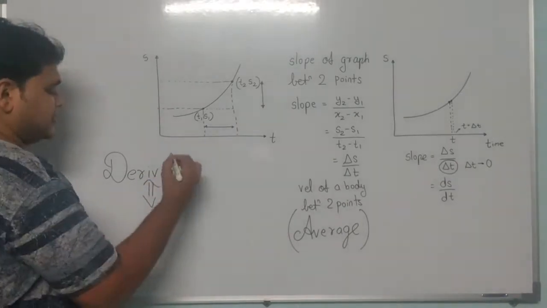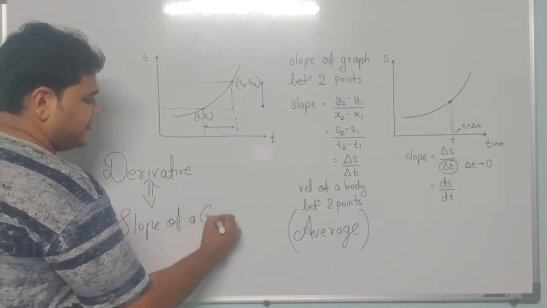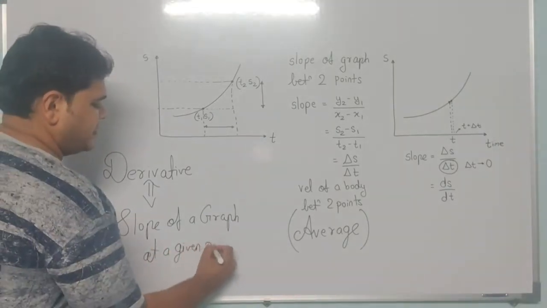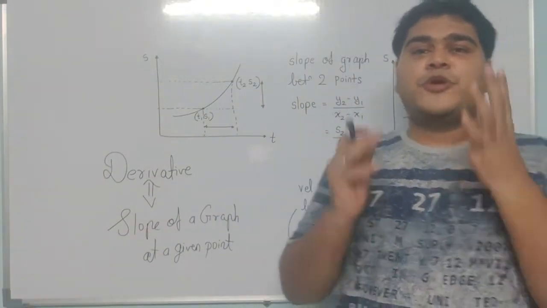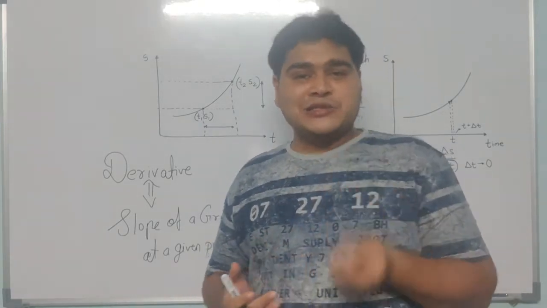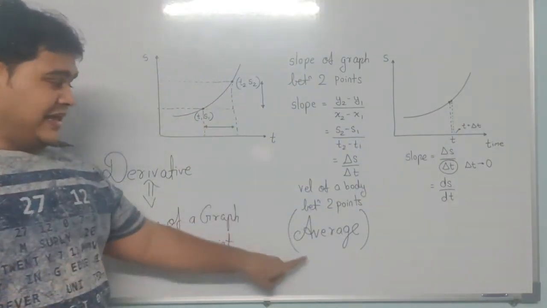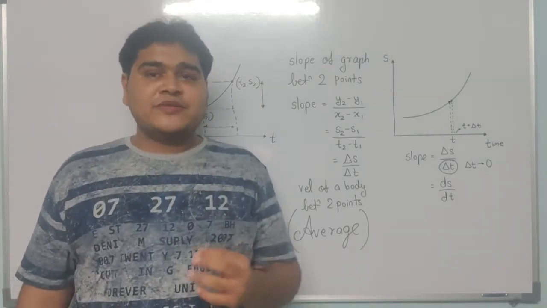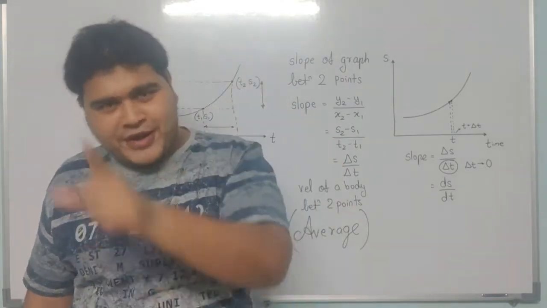So basically, if you talk about graphs, I can say derivative is equivalent to the slope of a graph at a given point. Yes, slope of a graph at a given point. So in case of a graph, it's a slope, and that slope will be at a point, not between 2 points, because between 2 points is average and derivative is not average. Derivative is instantaneous at a given time or at a given point.